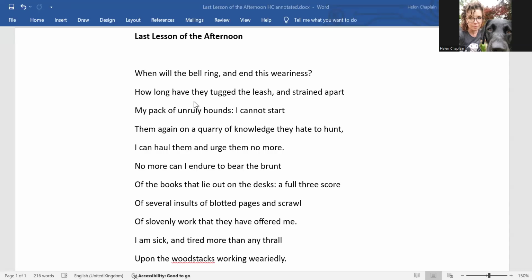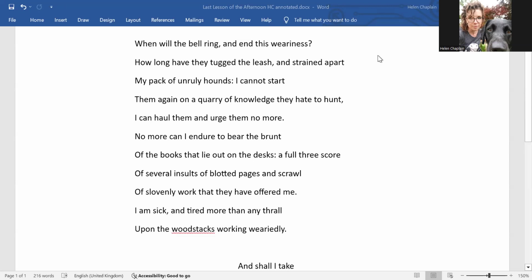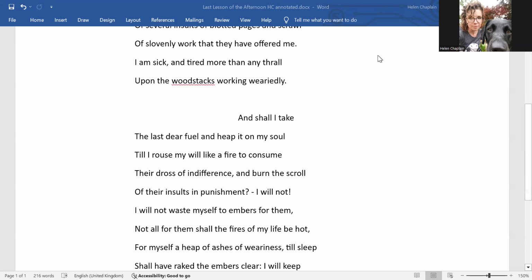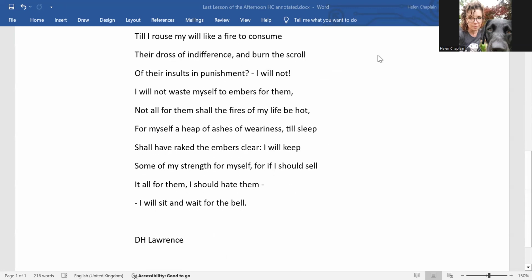This is looking at Last Lesson of the Afternoon by D.H. Lawrence. And if you're looking for this poem online, there are a couple of different versions of it. I'm using the last version of it, which is 2 stanzas. So if you just flick through here, that's the version that we're talking about today.